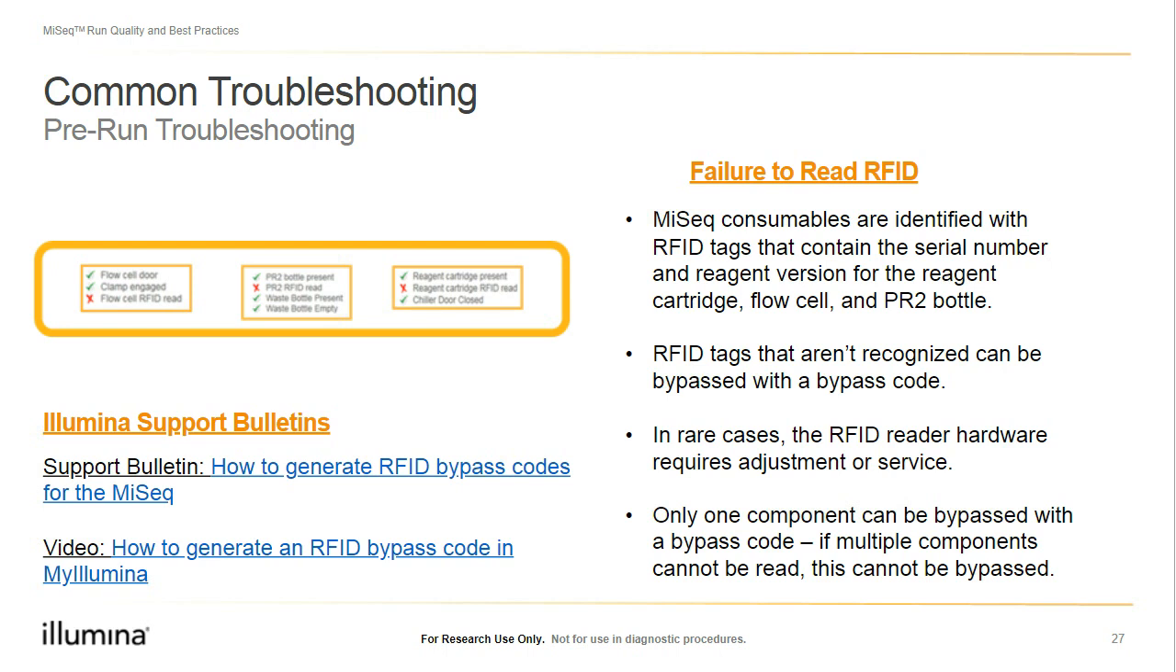Only one component can be bypassed with a bypass code at any one time. So if there are multiple components which cannot be read, we cannot bypass those multiple components. We have some links in this slide which outline the process for generating the RFID bypass codes in detail.